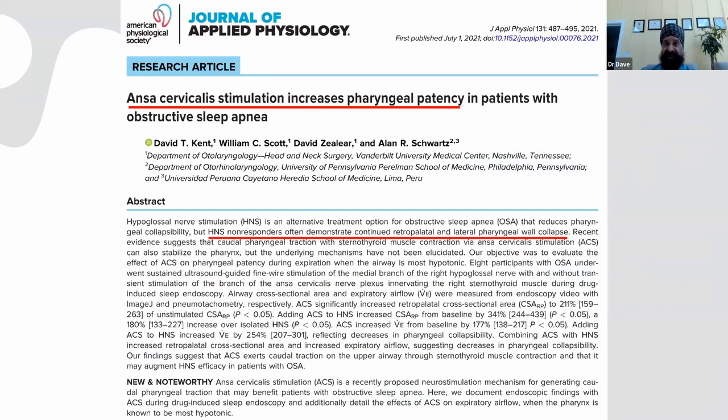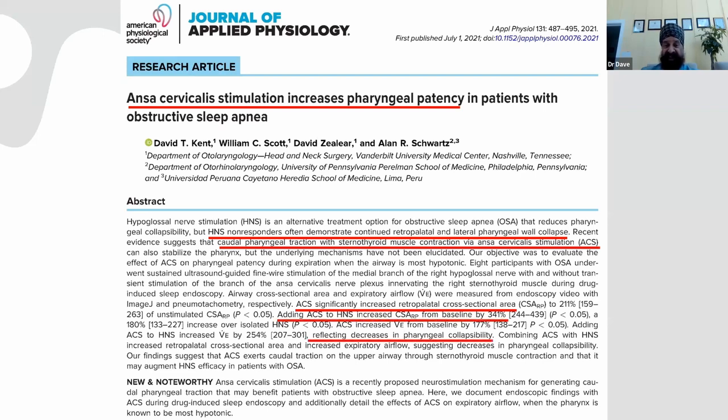Again, fiber orientation needs to be looked at carefully here. The caudal traction was applied via the stimulation, and it increased the retropalatal cross-section. When you combined the ansa cervicalis with the hypoglossal nerve stimulation, there was a synergistic effect, and it prevented decreases in pharyngeal collapsibility. It does that through caudal traction of the sternothyroid muscle.